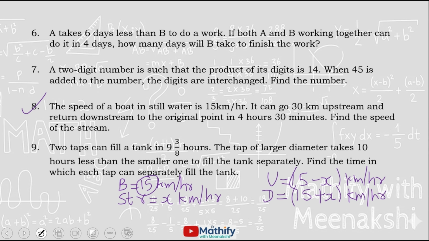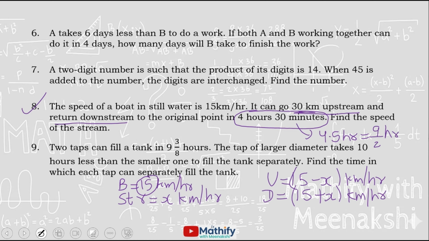Now if you know these conditions, just read the question further. It can go 30 kilometer upstream and return downstream. That means the distance for upstream and downstream is fixed. They have to cover 30 kilometer for upstream and 30 kilometer for downstream. If the distance is not mentioned, that means it's the same for both cases. Now it's written that the total time taken by the boat is 4 hour 30 minutes. Because everything is in hours, you can convert this to 4.5 hours or 9 by 2 hours. Now it is given that the total time is 9 by 2.